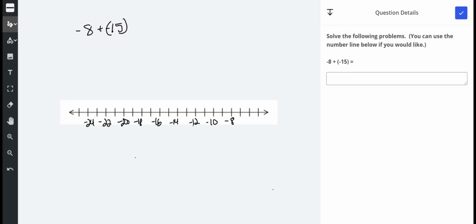So if I start at negative 8 and I go to the left 15, 1, 2, 3, 4, 5, 6, 7, 8, 9, 10, 11, 12, 13, 14, 15. It's going to put me at this point right here, which is going to be a negative 23. Another way to think about it is if you do 15 plus 8, that equals 23. If they're both negatives, that means that your answer is going to be negative.